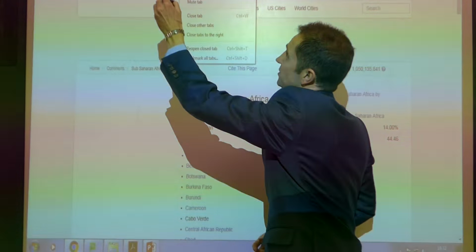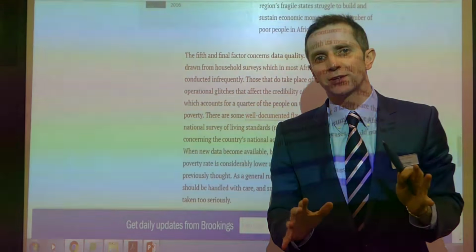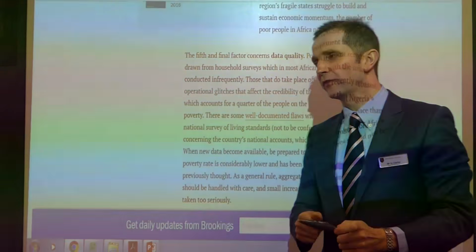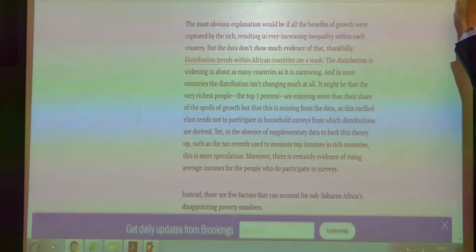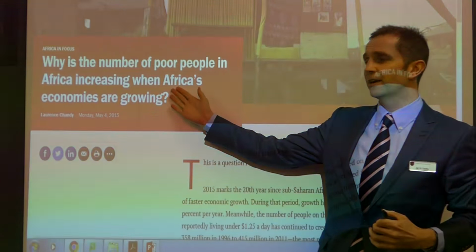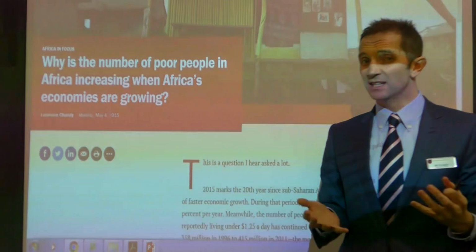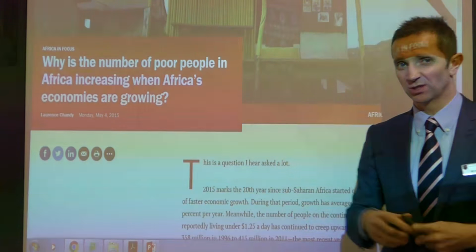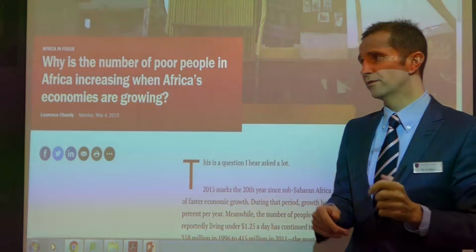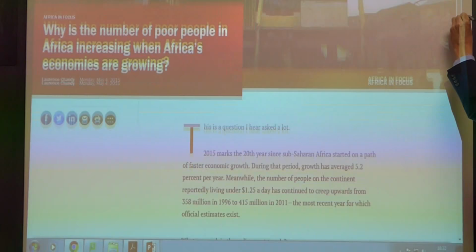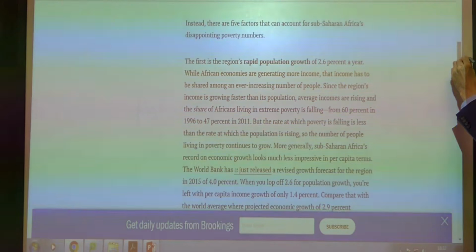And then, ladies and gentlemen, let us have a consideration as to why Sub-Saharan Africa has found it so difficult to reduce these poverty levels. So this is a great article, ladies and gents, which addresses that very key question. Why is the number of poor people in Africa increasing, even in spite of the fact that its economies are growing, just like most global economies are? So this article sets out 5 reasons, and I'll very quickly just run through those 5 reasons for you. You, of course, can look at them in more detail in your leisure time.